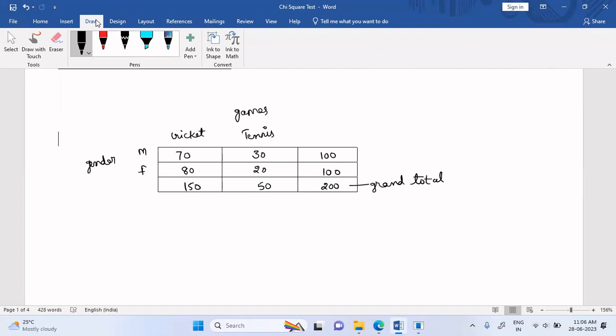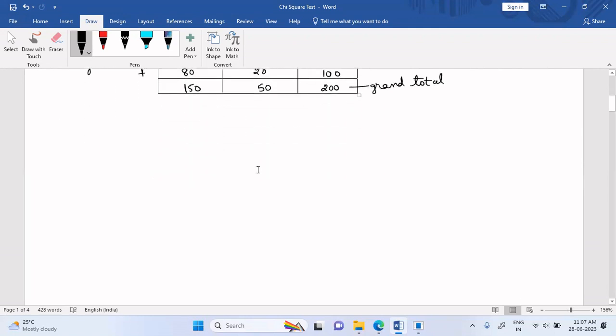Coming to the third step, determine the expected frequency under the assumption of independence between the variables. The expected frequency for each cell is calculated as row total times column total divided by grand total. So here we need to calculate the expected frequency for each observed frequency. Suppose 70 is our observed frequency for male cricket, 30 for male tennis, 80 for female cricket, and 20 for female tennis.